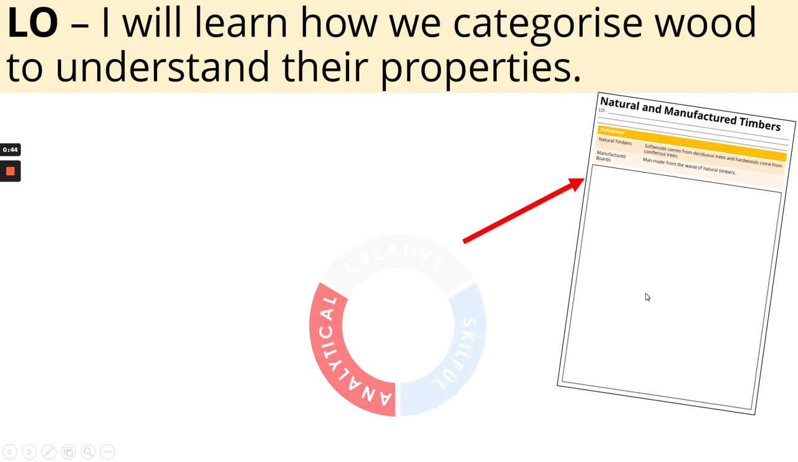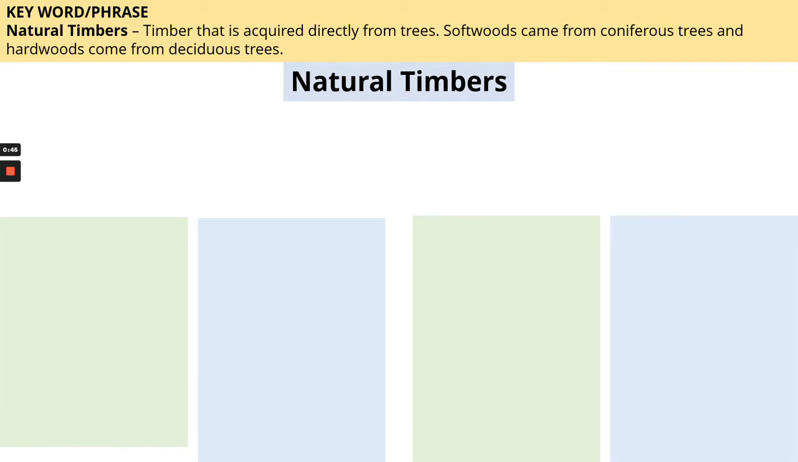Natural timbers are acquired directly from trees. So we get them directly from cutting down a tree and cutting it into planks. There we go, we've got natural. Softwoods come from coniferous trees, and hardwoods come from deciduous trees. I'll explain this in a little bit more detail in one moment. But the point is that not all timber that we use is 100% natural.